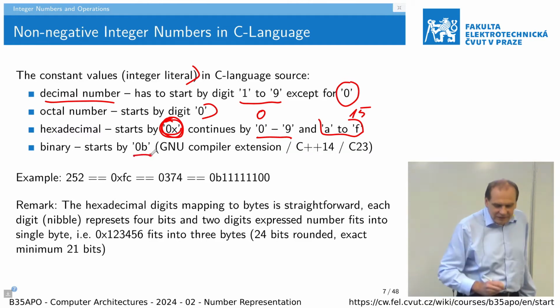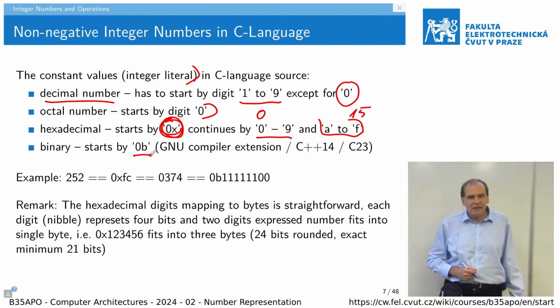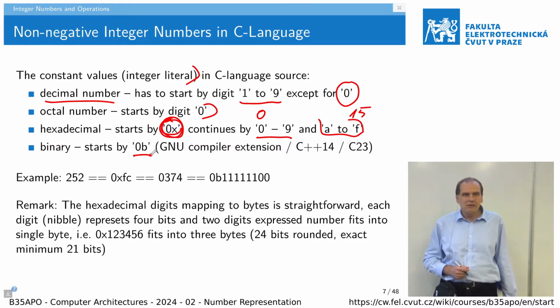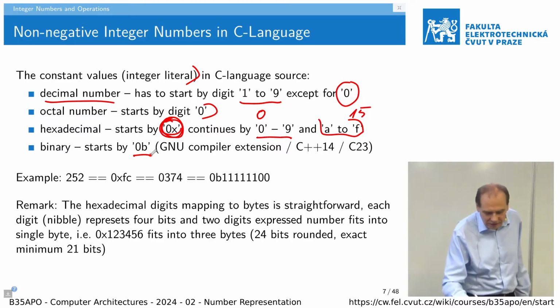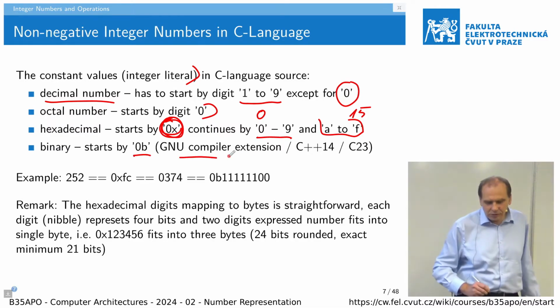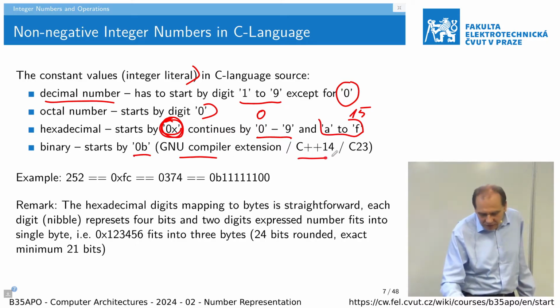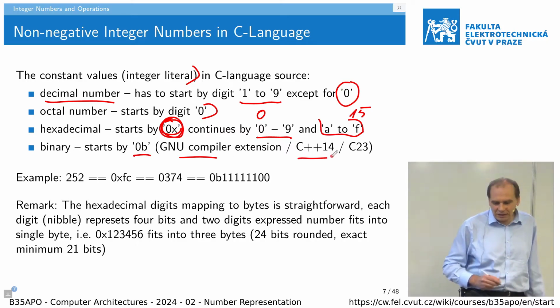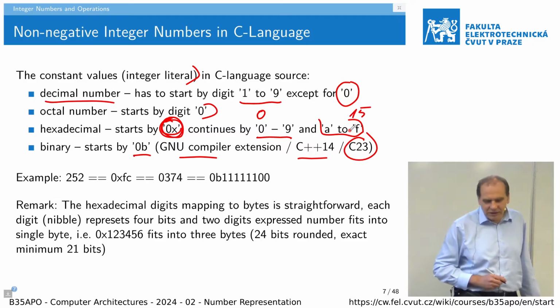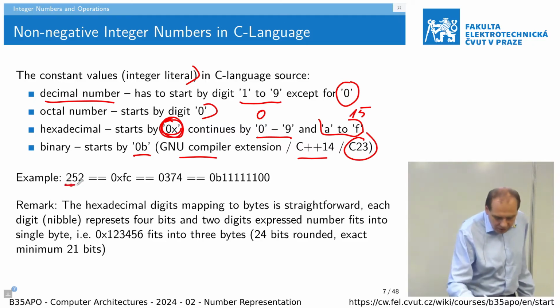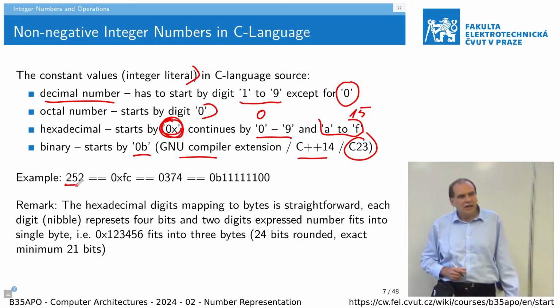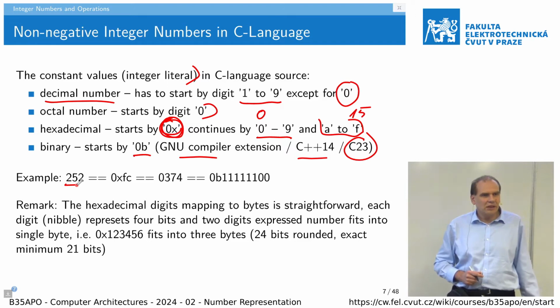Then there is the extension to write directly binary encoded numbers, which sometimes helps if you write some mask and so on. It is sometimes easier to write it like this. It was a GNU compiler extension, but today it is in the C++ standard, and it is even in the new C standard. So there is an example, 252. Does it fit into the char, standard unsigned char?